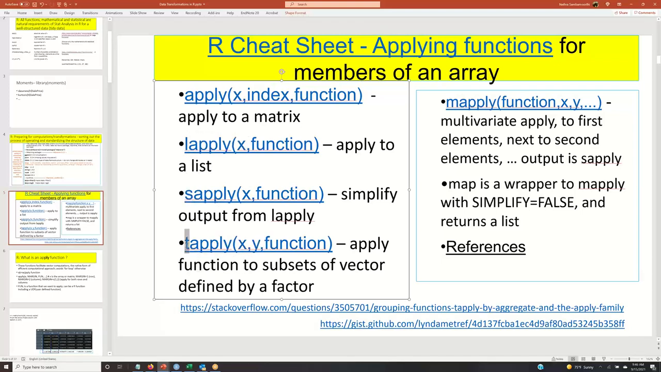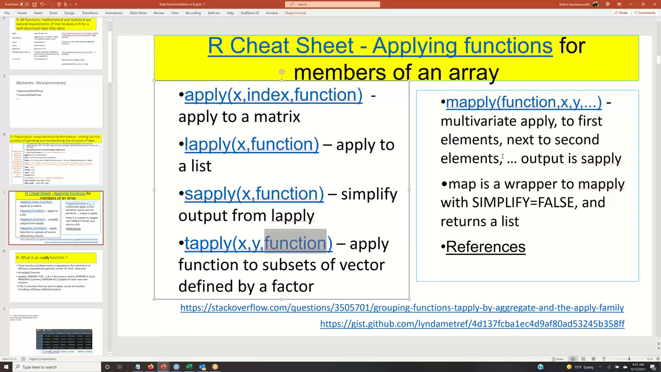This one refers to applying to subsets of vectors defined by a factor, okay? So the factor here is Y. So we are applying to the data X, by the factors, whatever function we specify. For example, it could be as simple as sum, or maximum, minimum, standard deviation, and so on. Okay. Now there is also another function called mapply, which is the multivariate apply. It will take elements from a data set and apply the function to the first elements, the next elements in a row or a column, and so on. Okay. So that's called multivariate apply functions.